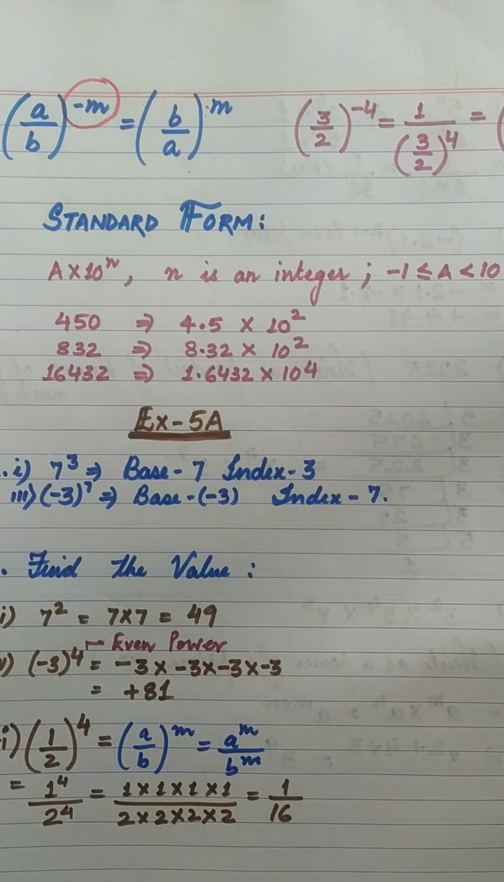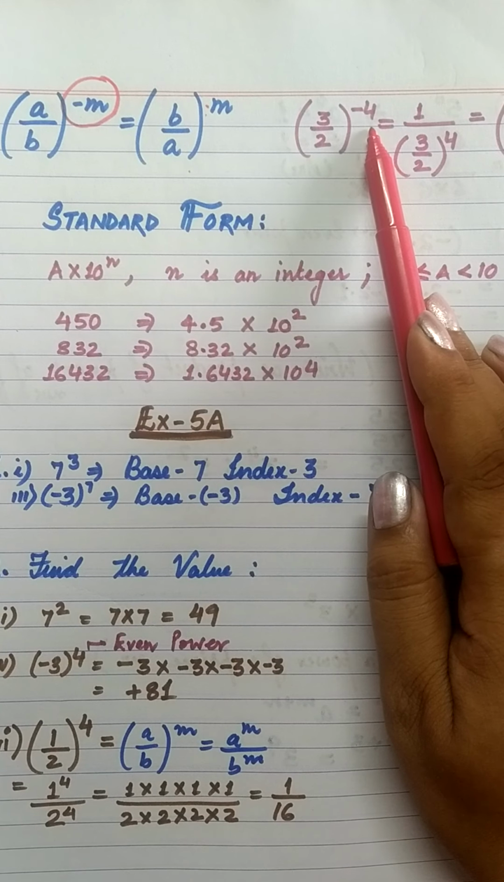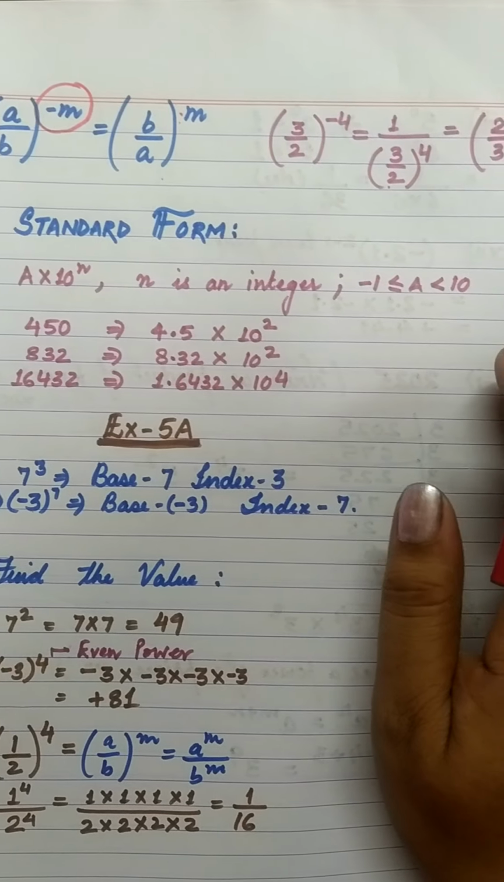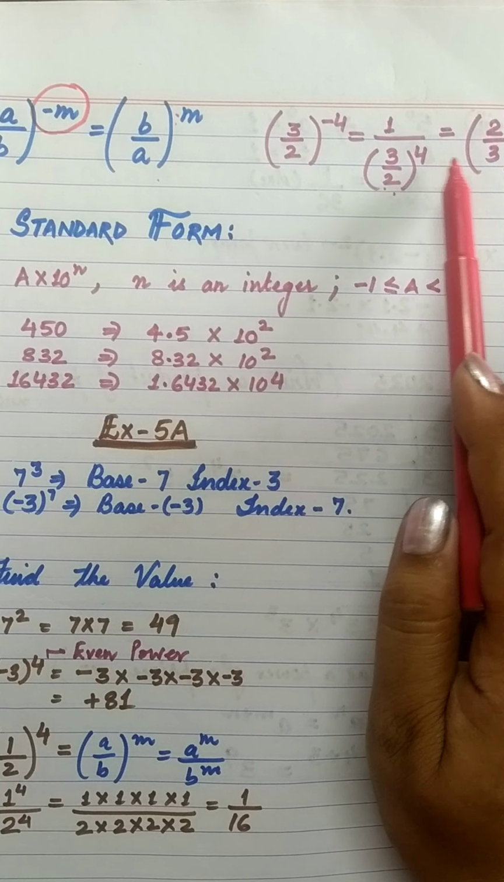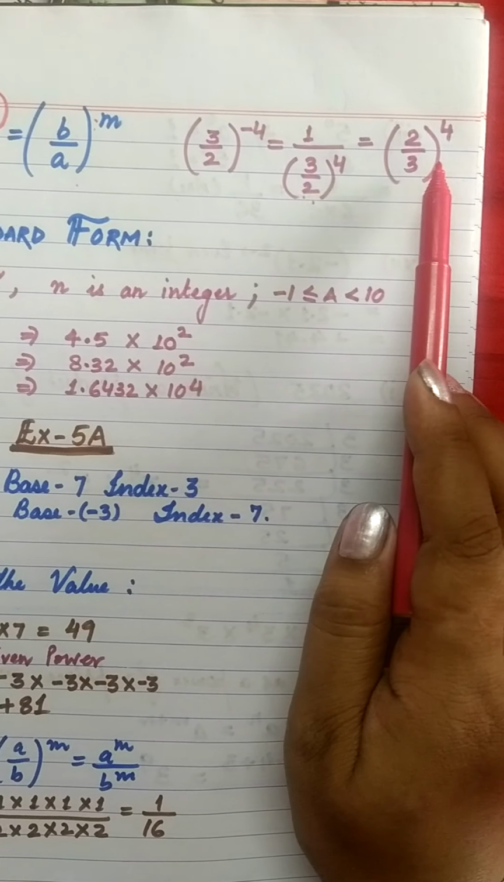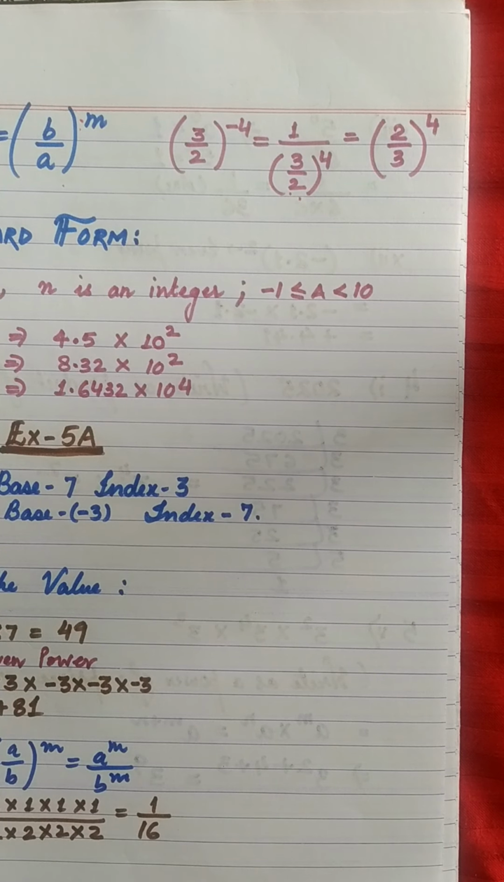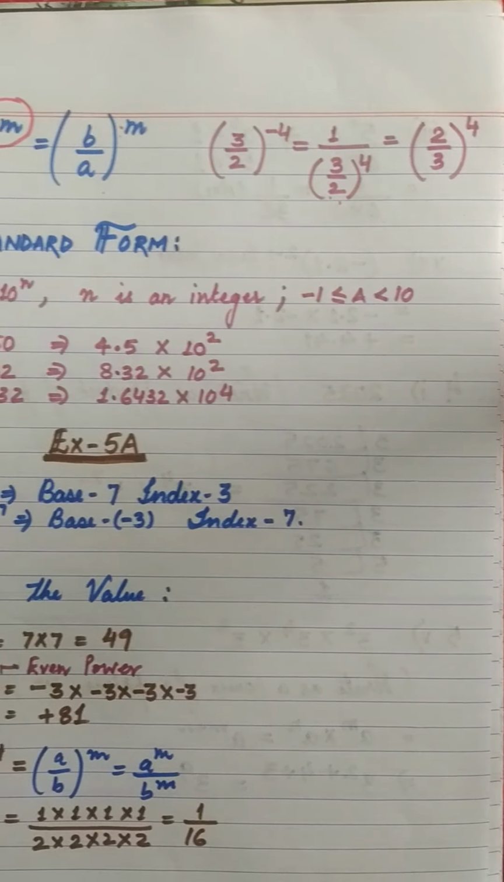For example, (3/2) to the power minus 4. Now I have a negative power here. I'll just take the reciprocal of it, and you know that 1 upon this particular base. So 1 upon (3/2) to the power 4 will give me (2/3) to the power 4. In order to make it a positive power, we are taking the reciprocal. If we have a negative power, to make it positive, we will take the reciprocal of it.